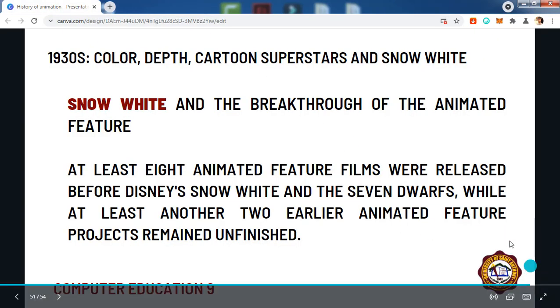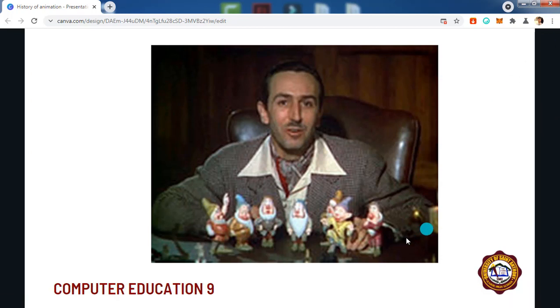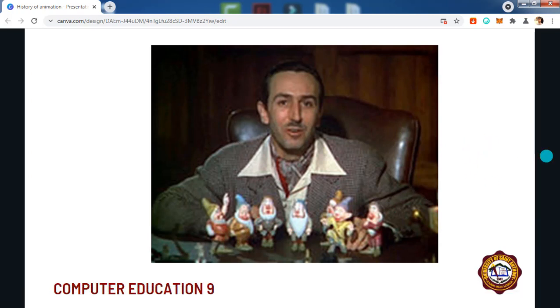Ito yan. Ito yan. So, Snow White, ito yung mga dwarfs, 7 dwarfs. So, it was Disney, no? So, I think that will sum up the discussion about the history of animation. This one falls under 1930s.